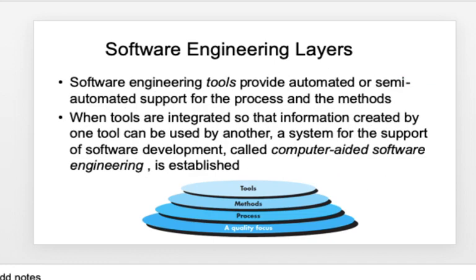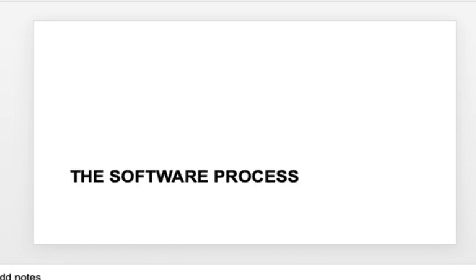Then tools rest on the methods. The tools provide automated or semi-automated support for the processes and the methods. When tools are all integrated together, we call it computer aided software engineering. Coming to the software process.